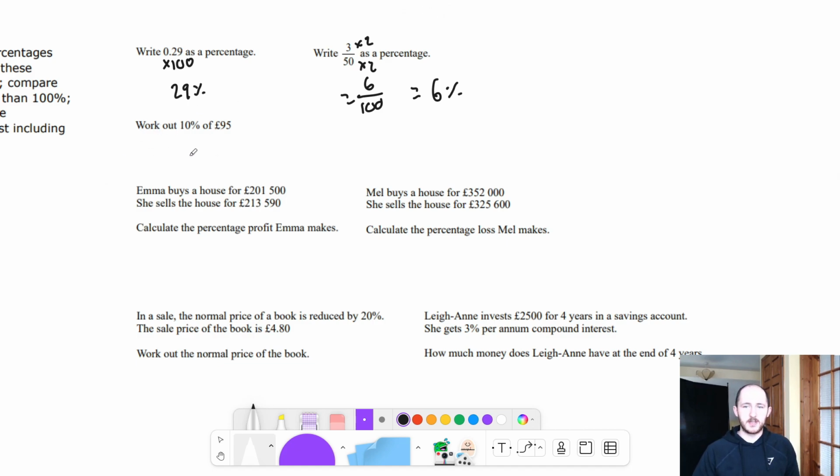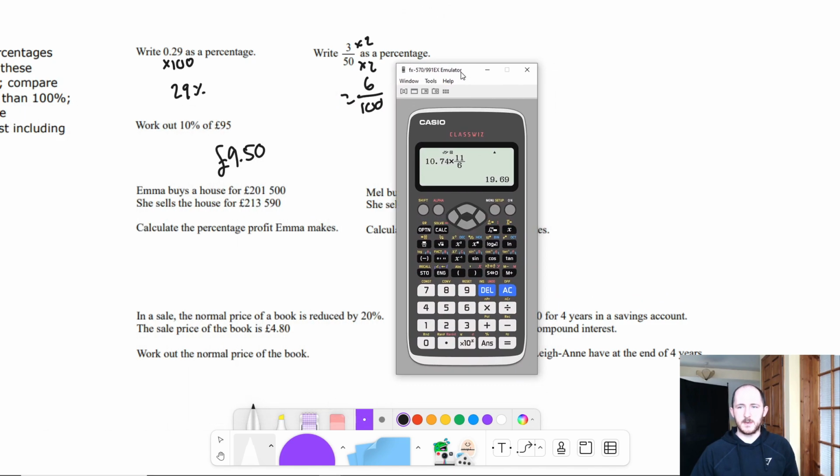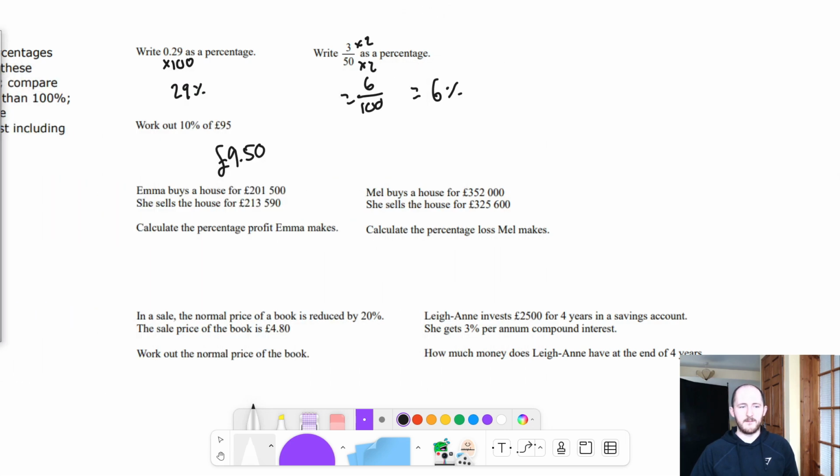You need to take percentages of amounts. So 10% of 95, you just divide by 10 to take 10%. That's £9.50. The other way to do it, by the way, is if you remember back in the section where it says we need to interpret percentages and fractions as operators, you can do 10% on a calculator and times it by 95 in order to get, as well, 9.5.